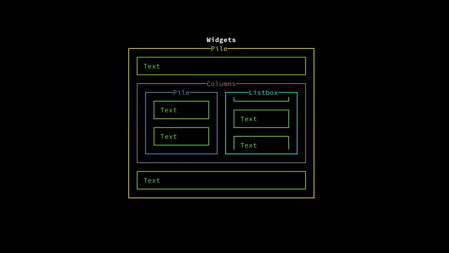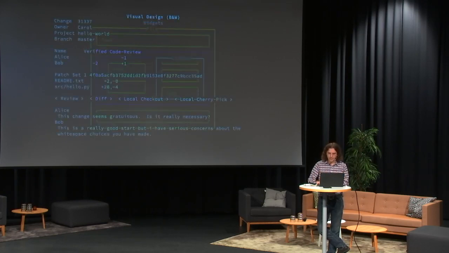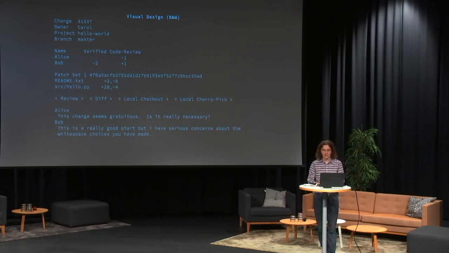The widgets, they sort of stack up like this. They have funny names, but they correspond very much to things from other toolkits. So there's a pile, which is a vertical container of things, and columns is a horizontal container of things, and list box is a scrollable container of things. So all of these ideas show up in Urwid, and it makes writing an application like Gertty pretty easy. And there's one final thing that I want to talk about before I show you what Gertty looks like. That is the visual design.